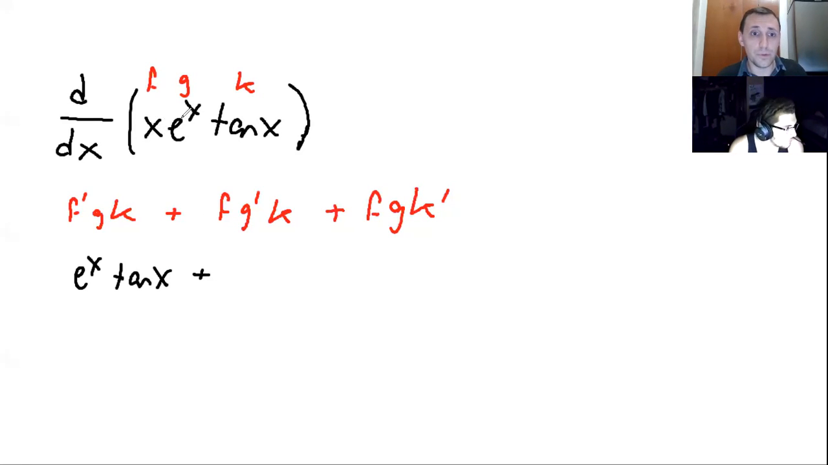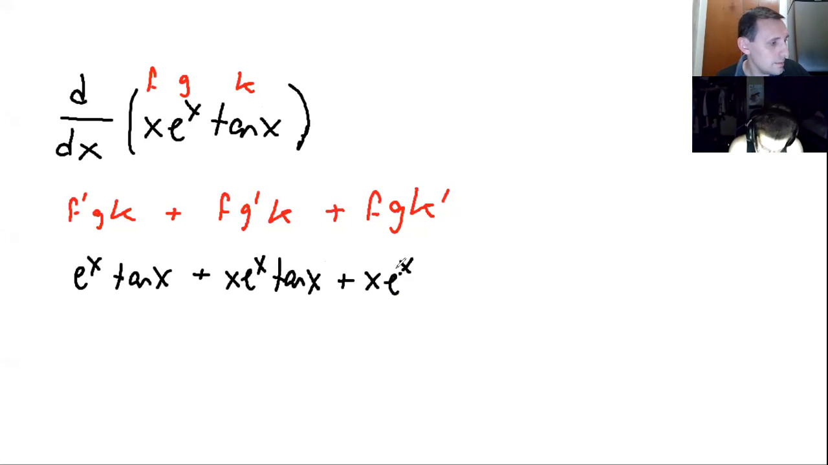here the derivative moves to g, and g is not affected by derivatives, so we have x e to the x tangent x plus finally we take the derivative of tangent, so we have x e to the x secant squared x. That's the derivative of tangent. What do I do if I forget? If for some reason I forget the derivative of tangent, then I can write it like this.